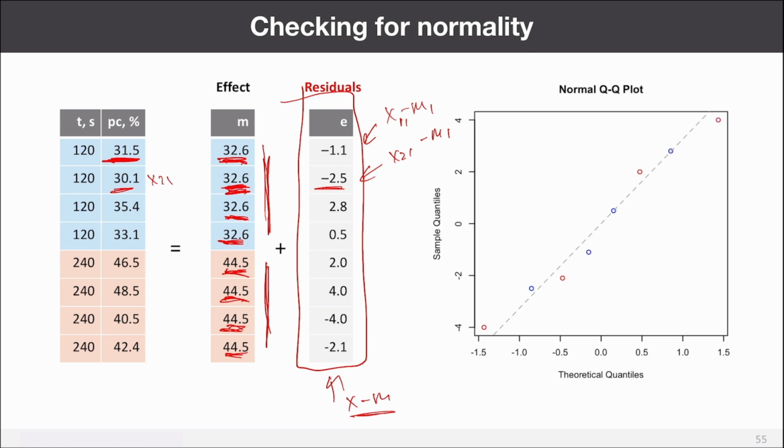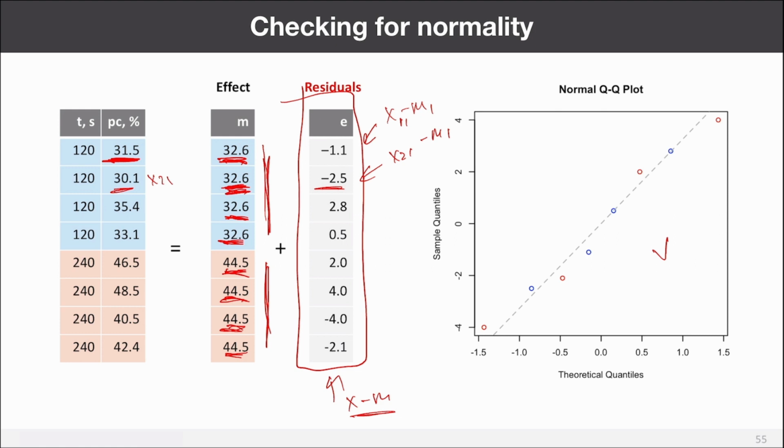Now you can make a plot for residuals. And you can see that they are very nicely distributed. You don't see this systematic effect anymore. So indeed, this looks like random values coming from a normally distributed population. And in this case, you have enough values to assess normality.